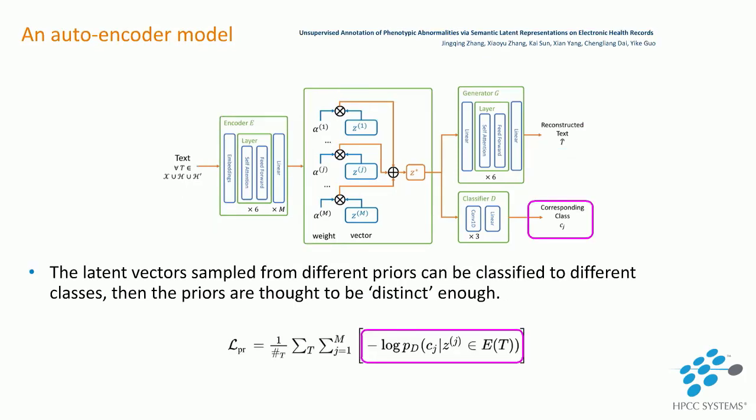But more importantly, at the same time, we assume that the phenotypes should be distinct enough from each other, which means that the vectors representing each phenotype should also be distinct from each other. So for each of the vectors in the middle, Z1, Z2, ZJ, and ZM, all of them should be able to be classified into different classes, to make sure that their vectors are actually different from each other. So we apply another classifier as a constraint to make sure that each of the vectors Z can be classified into the correct class that the phenotype corresponds to.